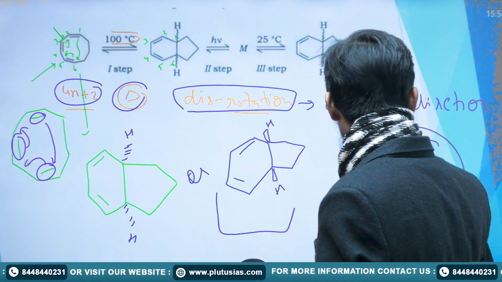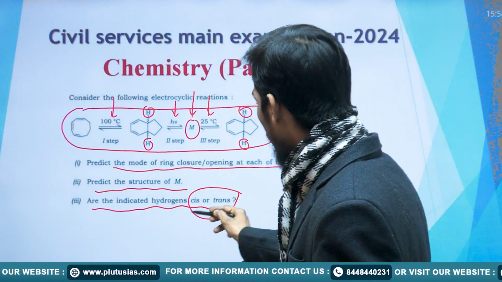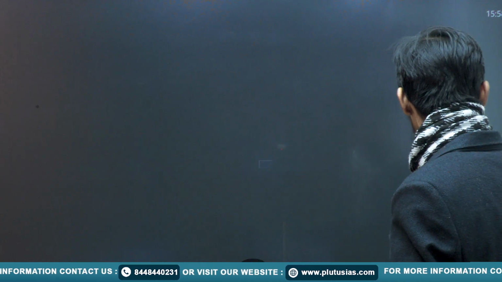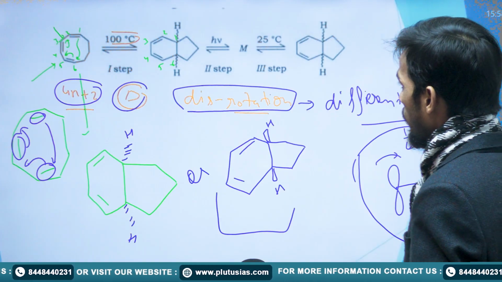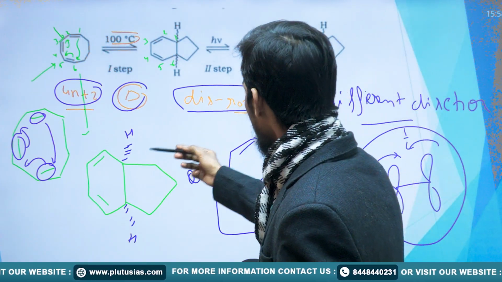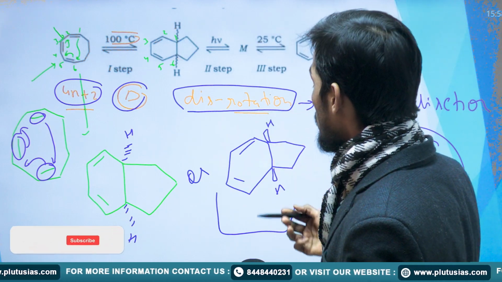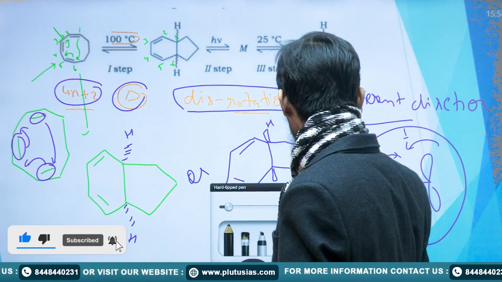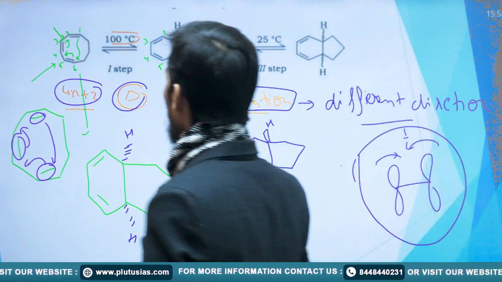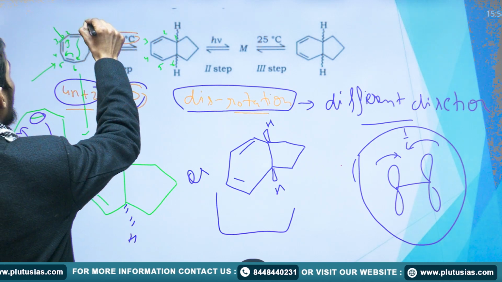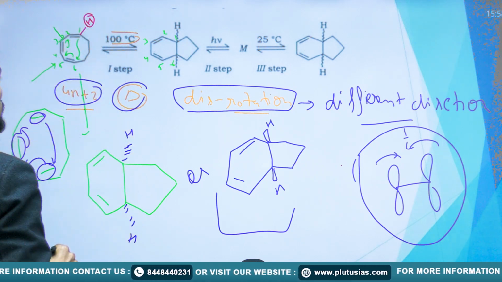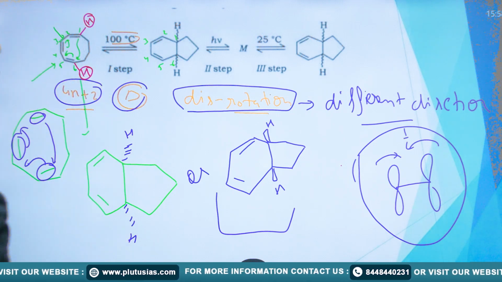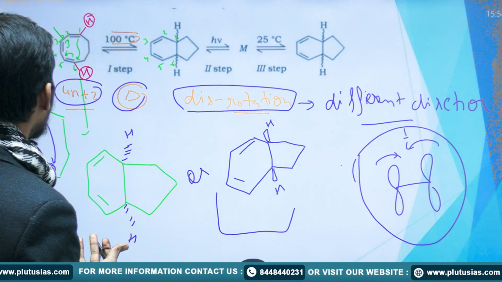In the question it was being asked, are the indicated hydrogens cis or trans? So in the first structure, it is quite obvious that these are in the cis direction. Why they are in the cis direction, that I will also explain. Because here this hydrogen is upside and this hydrogen is upside. Clear or not?